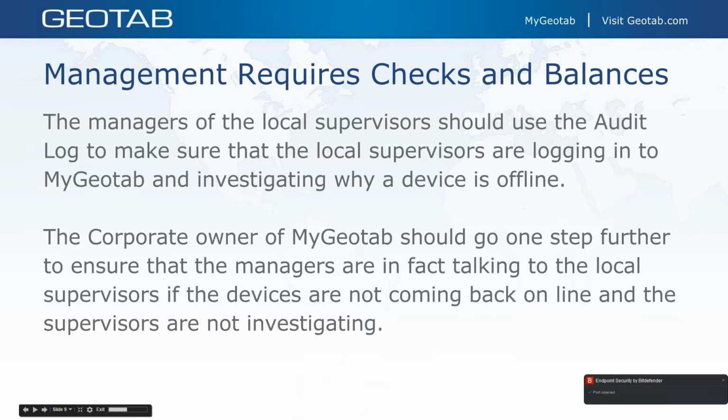Management of anything requires that there are checks and balances. The managers of the local supervisors should use the audit log to make sure that they are logging into My Geotab and investigating why a device is offline. I think we can sometimes rely overly heavily on the emailed reports, and that's great, but we have no audit trail on an emailed report. So if I send a Watchdog to a local supervisor and he's got 3 devices offline, I can tell that he didn't log into My Geotab and look and see why the device is offline. Okay? So don't get overly reliant on the emailed reports, because that's just one step in the process that has to happen.